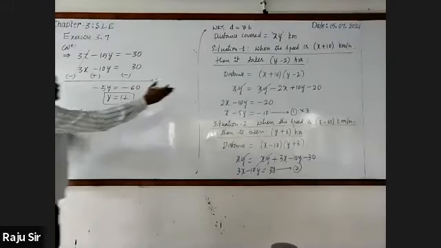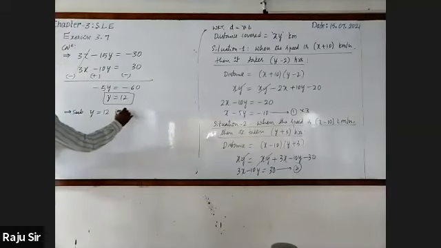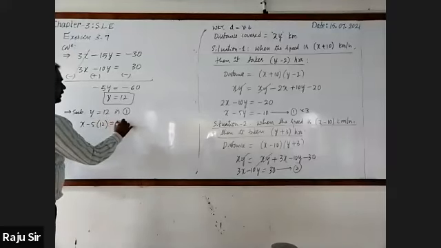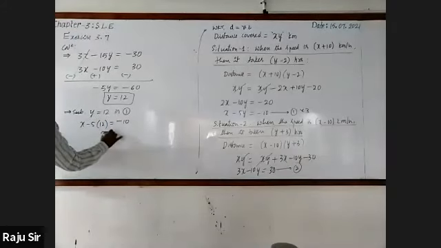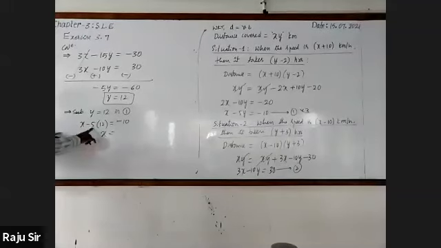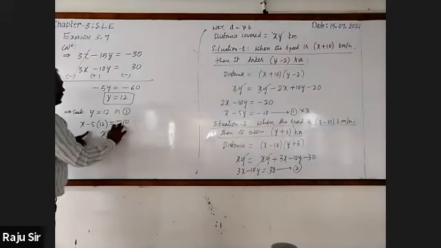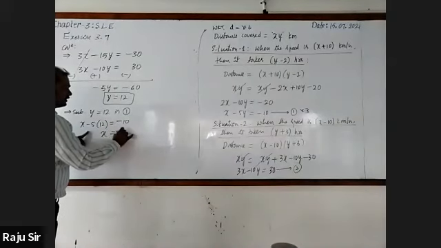Any one of the two equations. Equation 1. You take one equation only. x minus 5y, 5 into 12, it is equal to minus 10. Then x minus 12 fives is 60. Transfer minus 60 to the right hand side. Because plus 60, plus 60 minus 10 is 50.